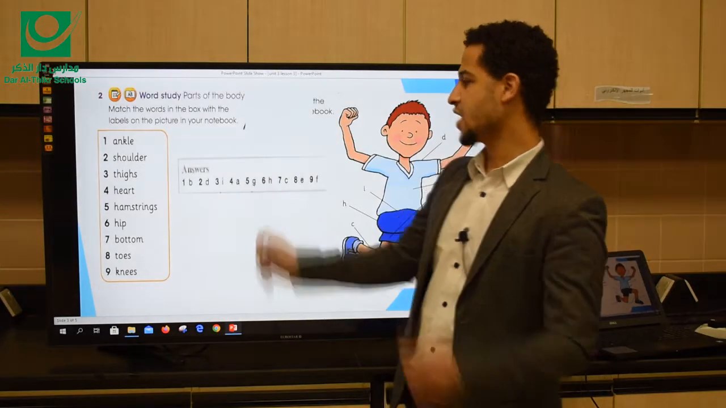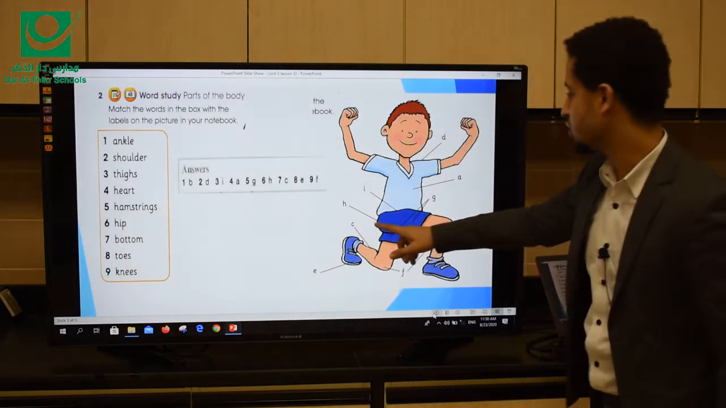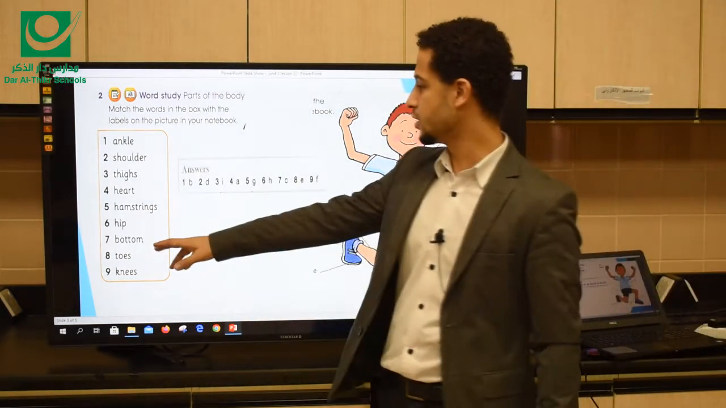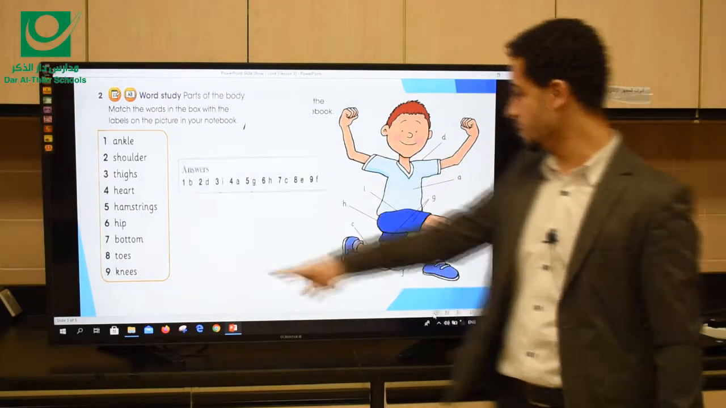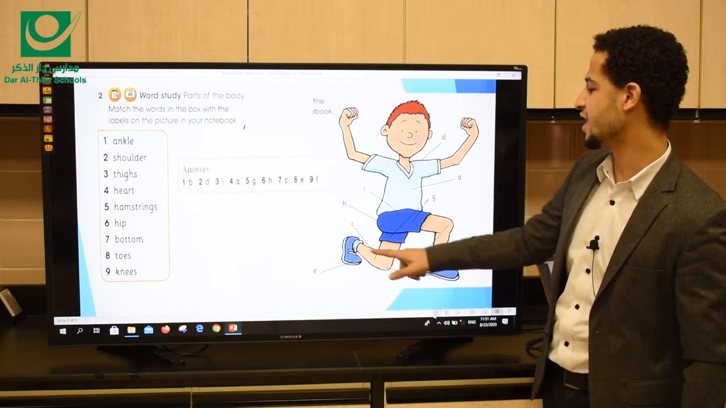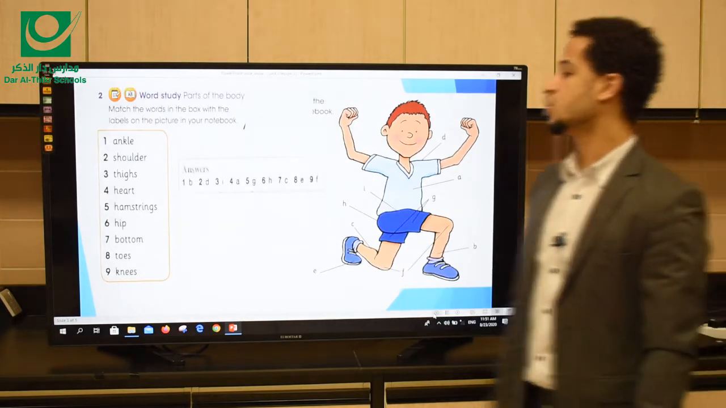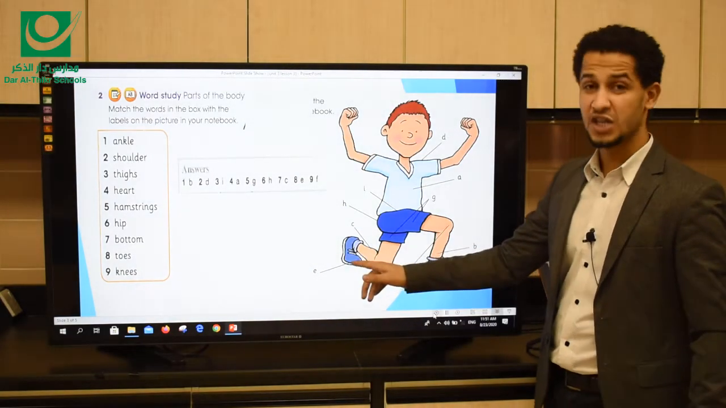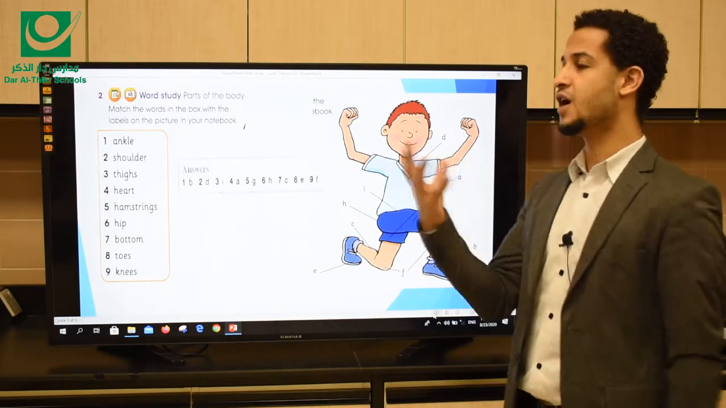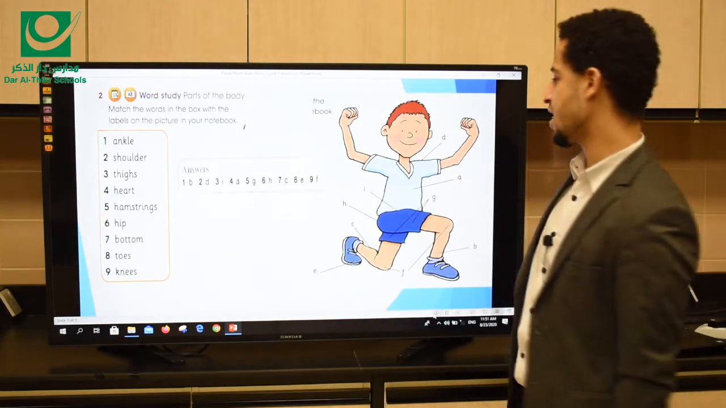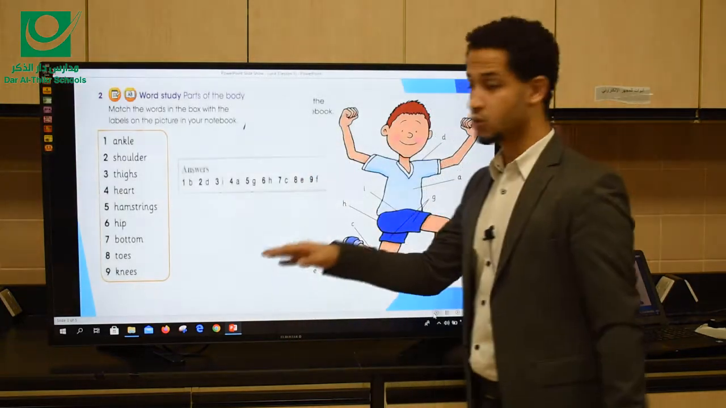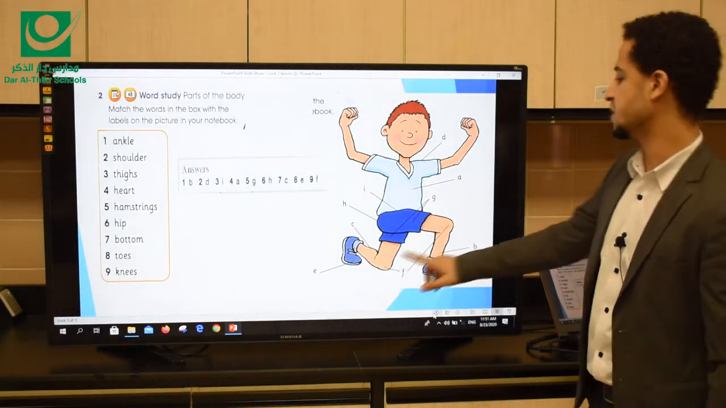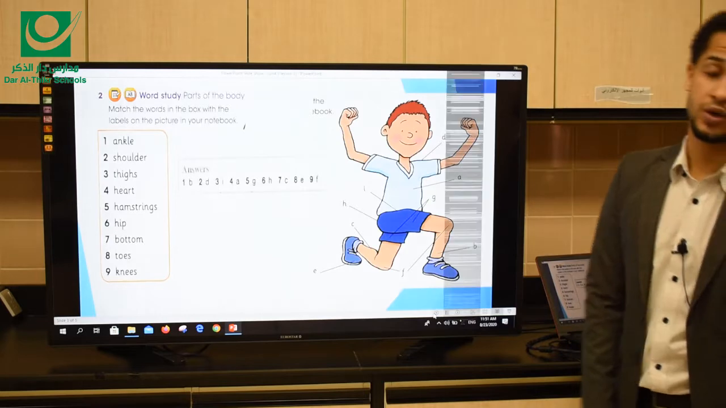Number 6, H, hip. This part H is the hip. Number 7, C, bottom. Where is the bottom? This part is called bottom. Number 8, E, toes. Yes, these parts are called toes. You have 5 toes in each foot, okay? And the last part, number 9, F, knees. Where is F? Yeah, these are your knees.